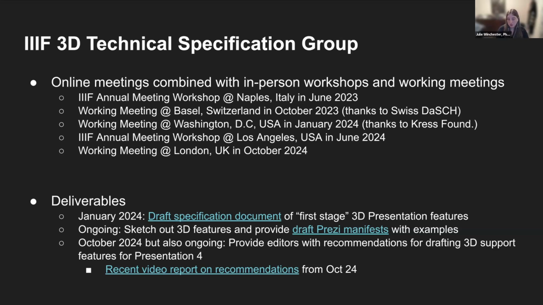In January of this year, we put out the first partial draft specification document. It's not a full copy of the Prezi spec document, but it does have some of the first-pass 3D features. So it's not everything we're doing, just the first round of features. We are continuing to sketch out the 3D features that Prezi could support and how a manifest that would include 3D content would look.